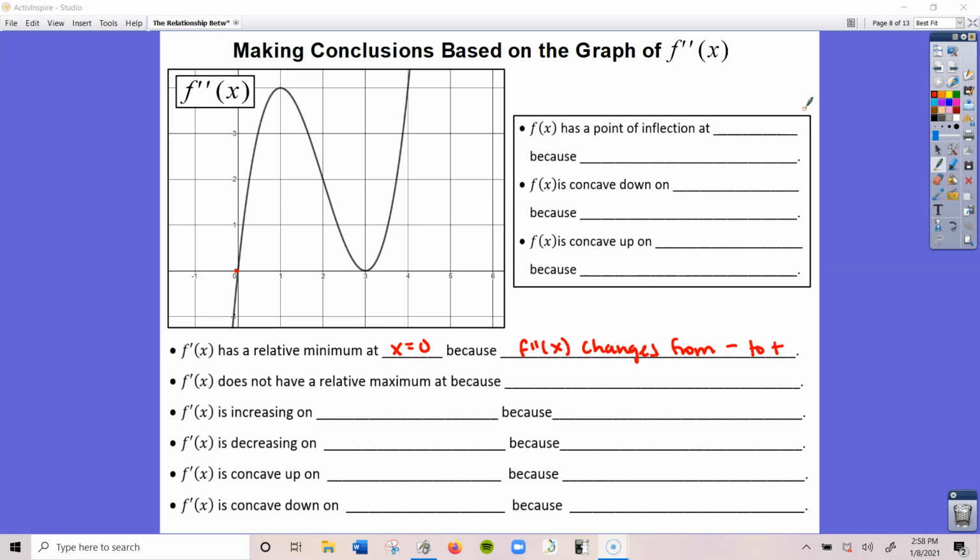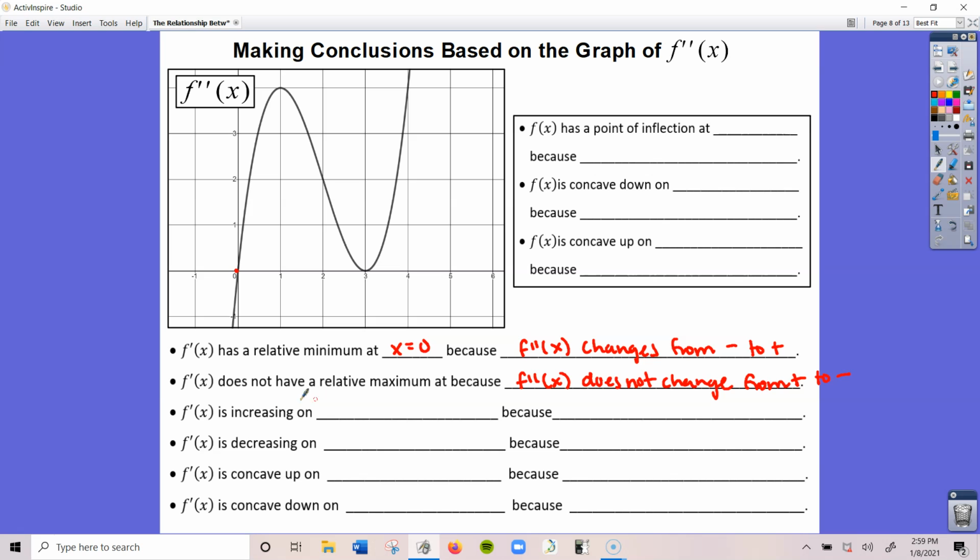Now, f prime of x is not going to have a relative maximum, and this is because the second derivative here, as you can see, does not change from positive to negative. It's positive all here, but it doesn't come back and become negative. So we would say it does not have a relative maximum because f double prime of x does not change from positive to negative.